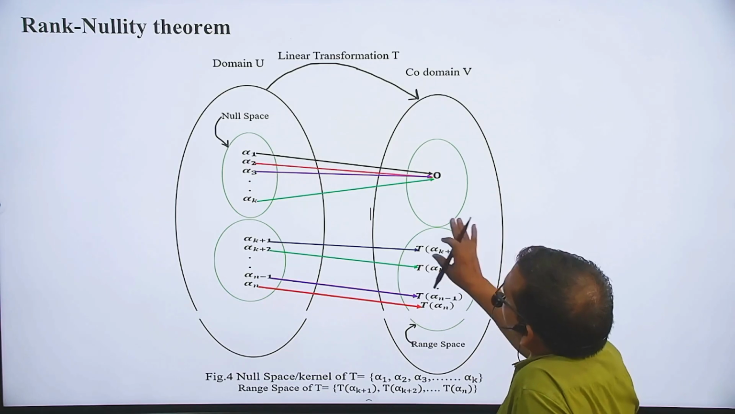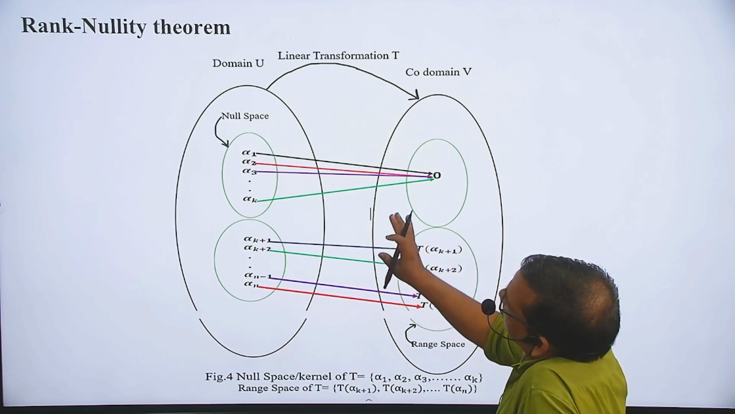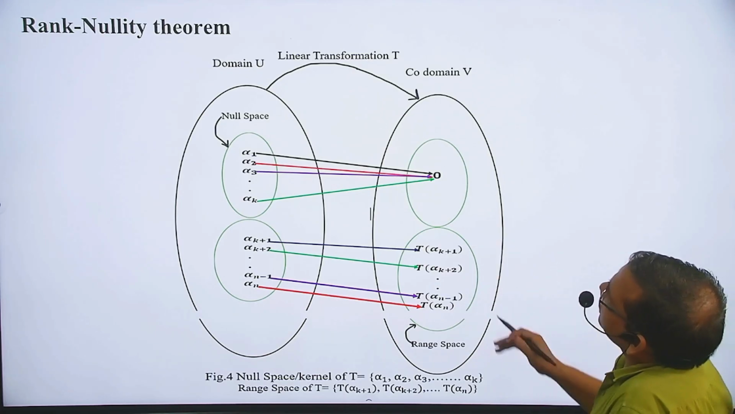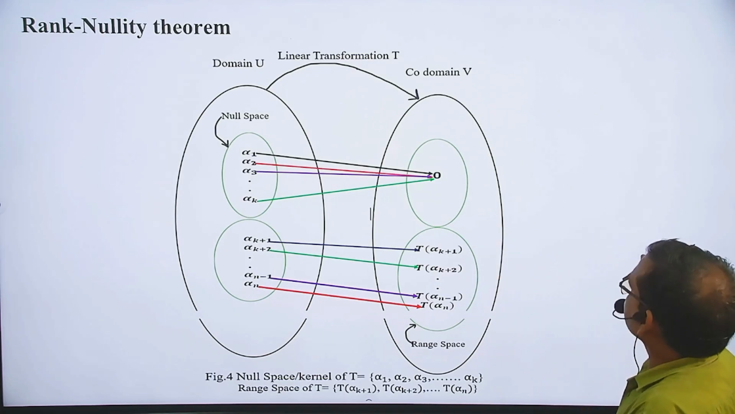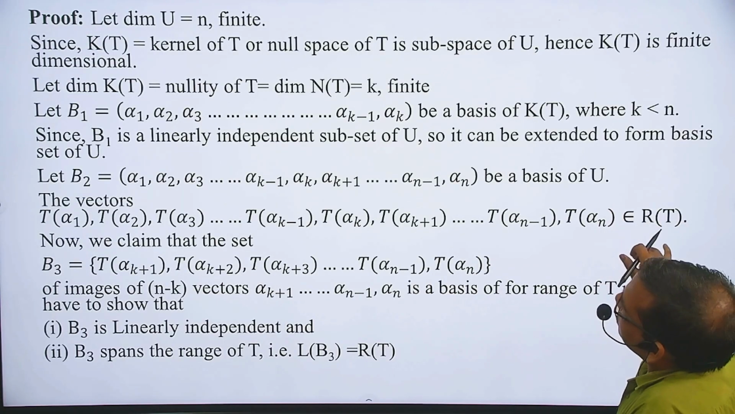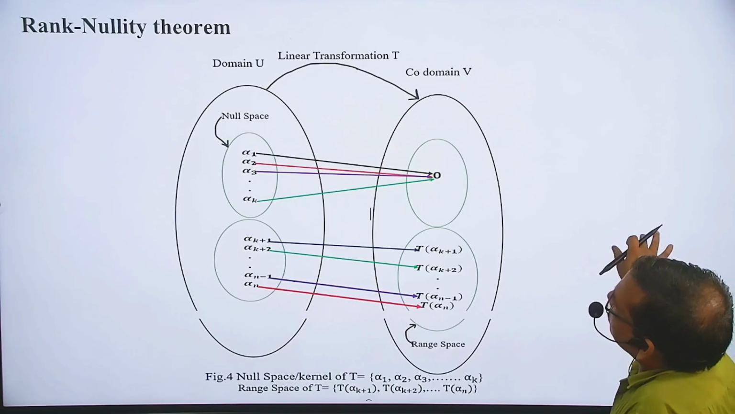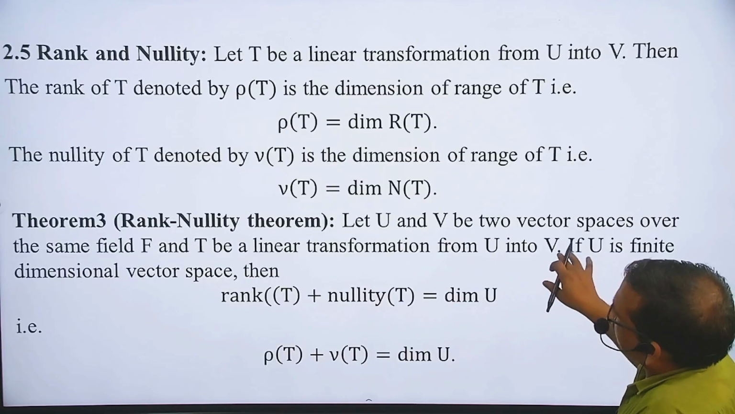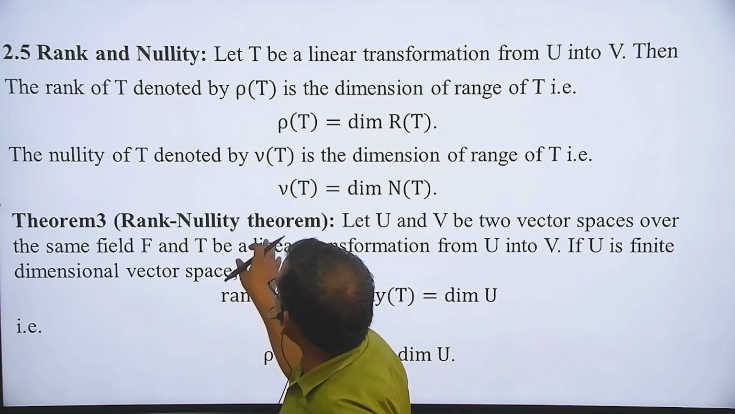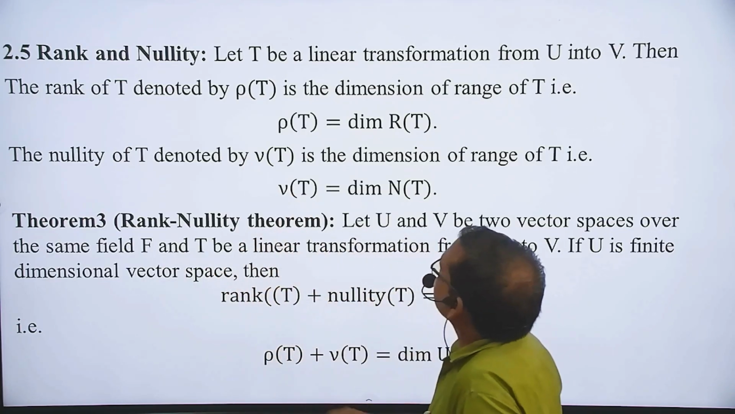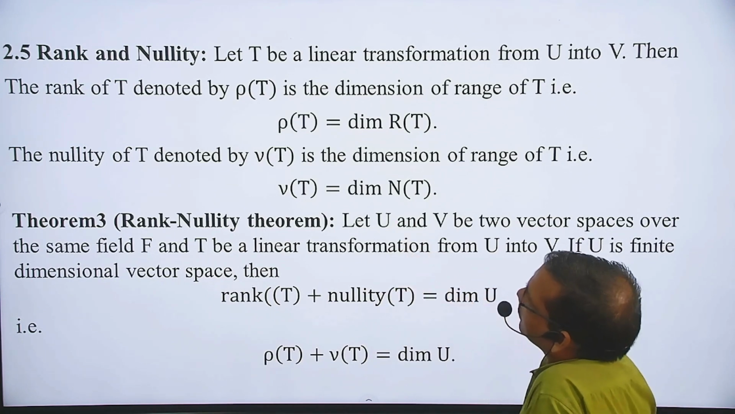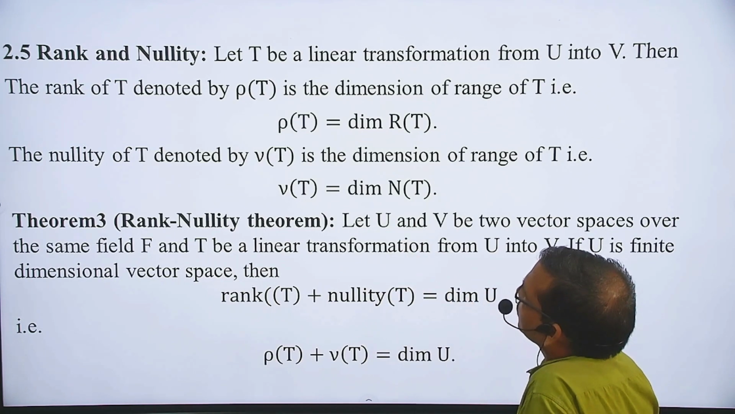This picture represents the rank nullity theorem when U has a finite dimension. As a result, before the rank nullity theorem, we will see what the dimension and rank of the null space are.